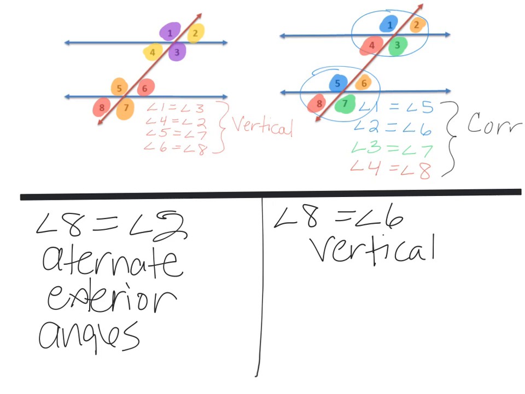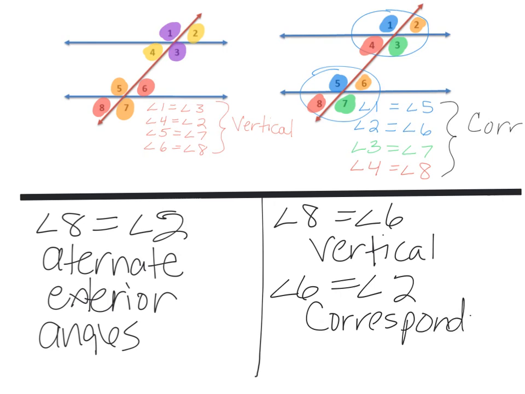And we can also prove that, let's see, what else do we know about angle 8? We know 8 equals 6, and we know 6 equals 2. So we know angle 6 equals angle 2 because those are corresponding. So again, just like before, if 8 equals 6 and 6 is the same as 2, then they're all equal, so 8 equals 2. And that reason is alternate exterior angles. Okay?